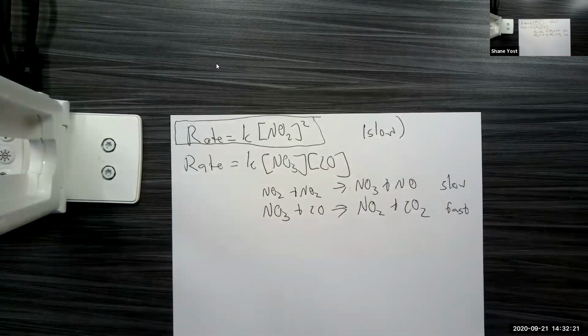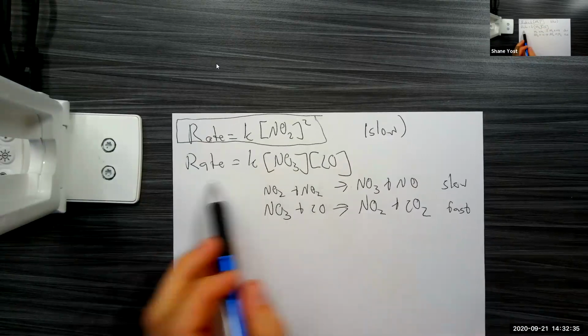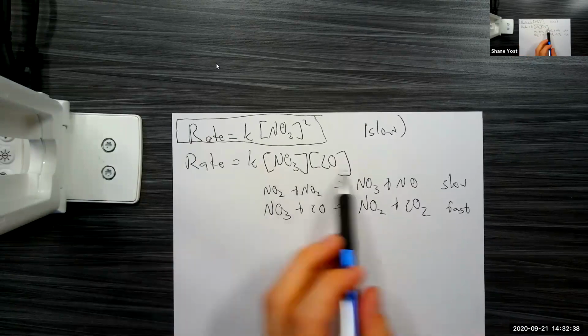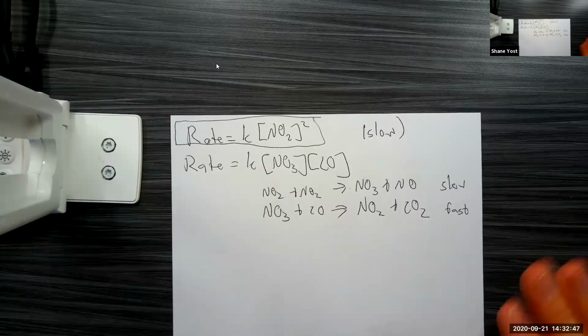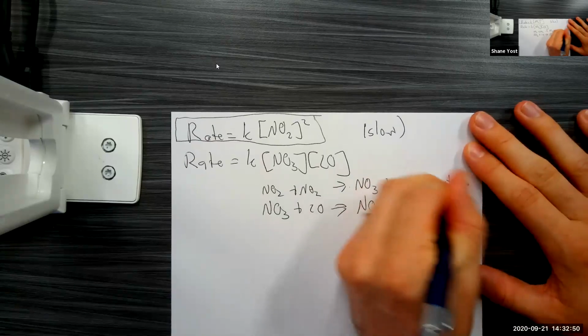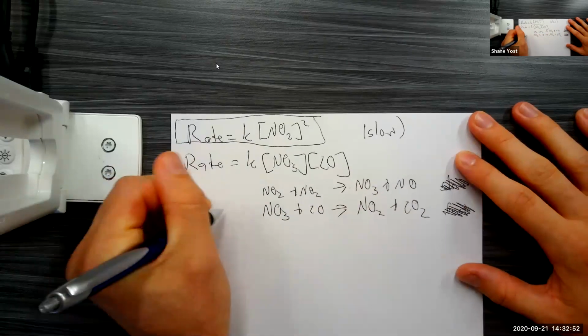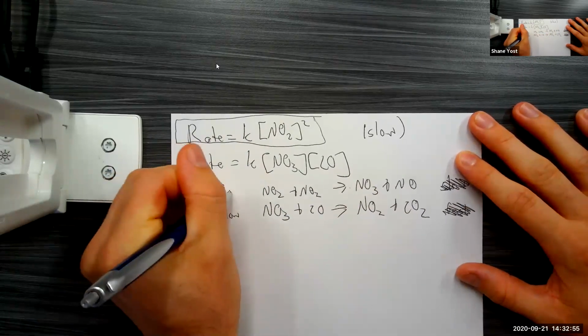Let's say the second step was the slow step, NO3 plus CO going to NO2 plus CO2, and I have this rate law for my second step. What is wrong with using this rate law to describe the rate of my overall chemical reaction? Oh, sorry. Let's pretend instead that the first was slow and this was fast. Sorry.